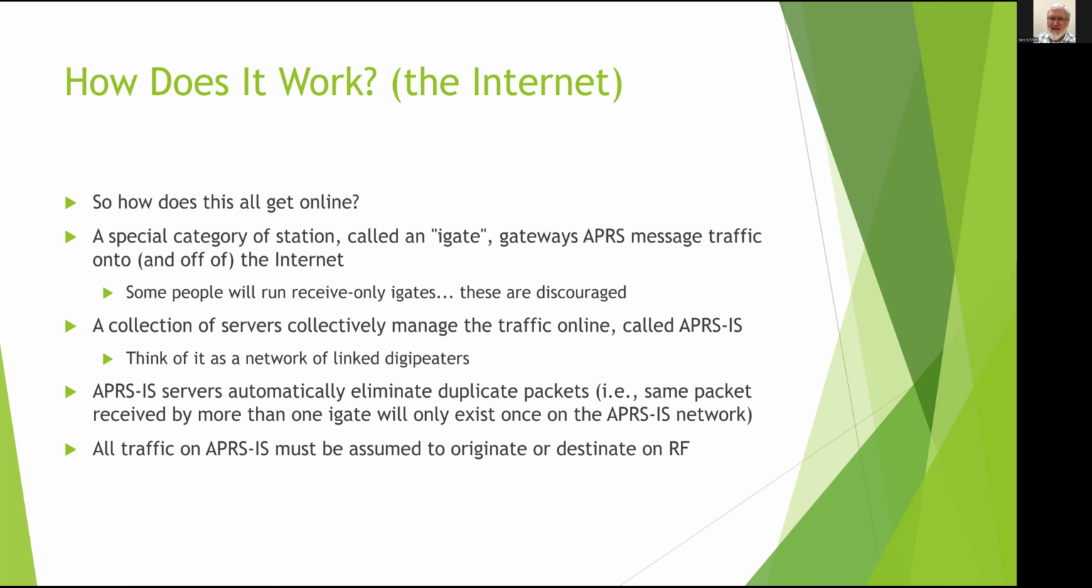So APRS-IS automatically deduplicates packets. Some packets might get received by more than one iGate, and it will discard any additional ones that have already been seen. So you cannot use data from the APRS-IS to do valid path analysis and see how good your paths are. That doesn't work because the routing might be different between two packets. There might be a really good route that's working for APRS-IS that's no good for your local stuff, right? So you've got to keep that in mind.